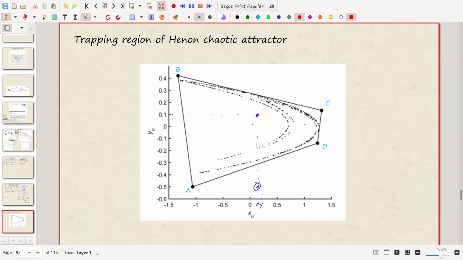If you start any of your initial condition inside this A, B, C, D parallelogram, it will converge into the attractor, into the chaotic Henon attractor. If you start anywhere outside of this, it will diverge off to infinity. Okay, so you can see, and Henon has proved this parallelogram by himself, that this is the trapping region. Usually, computing a trapping region is a bit difficult task.